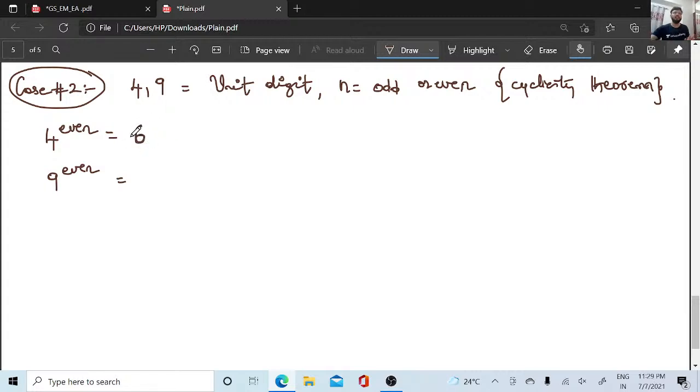So 4 square, look, is the easier option here. Similarly 9 square, 9 power 4, 9 power 6, 9 power 8, the unit digit is always going to be 1, because 9 square is itself 81.